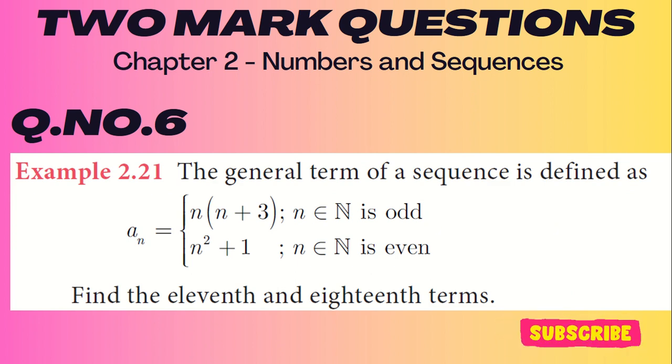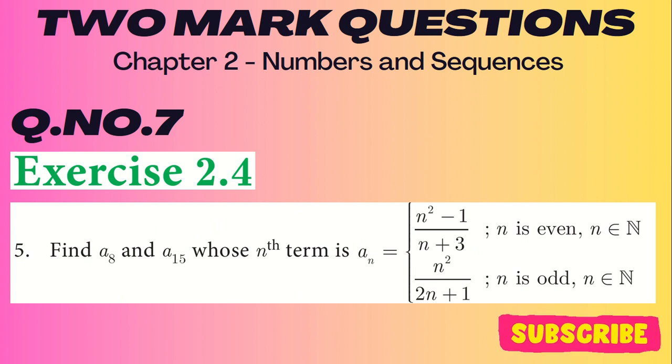Next one, question number 6, example 2.21. The general term of a sequence is defined as a_n = n(n+3), n belongs to N, n is odd; a_n = n² + 1, n belongs to N, n is even. Find the 11th and 18th terms. So we need to find the 11th and 18th terms for that.